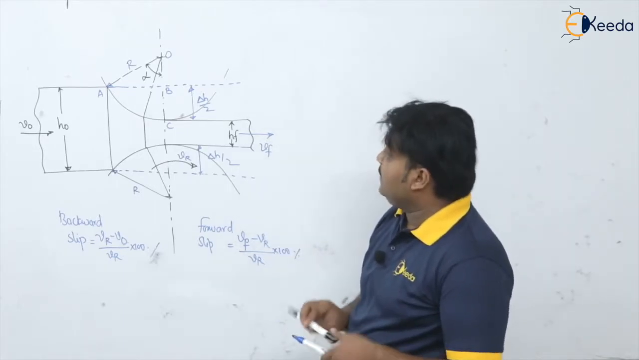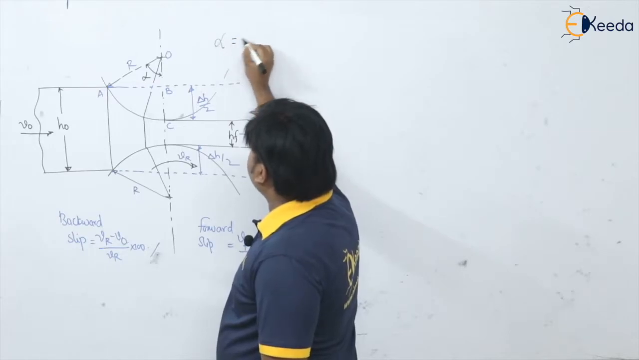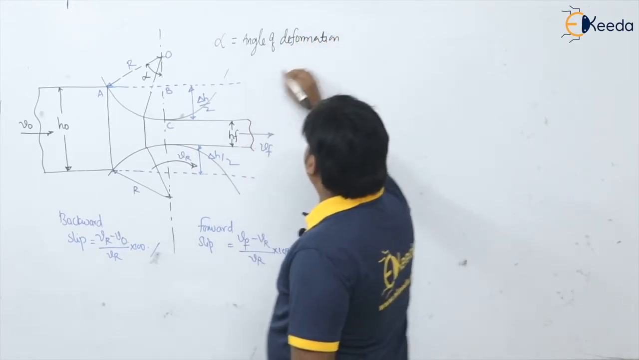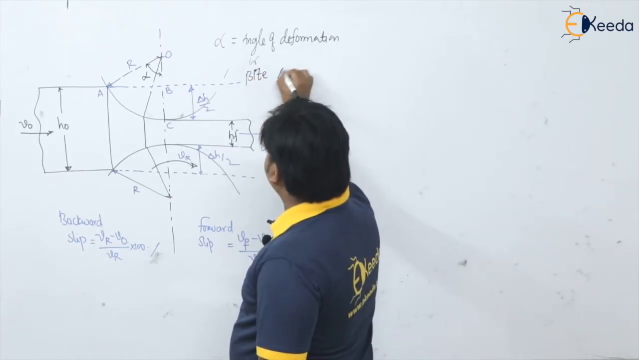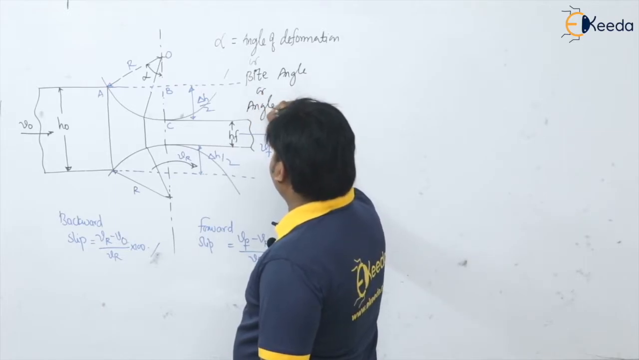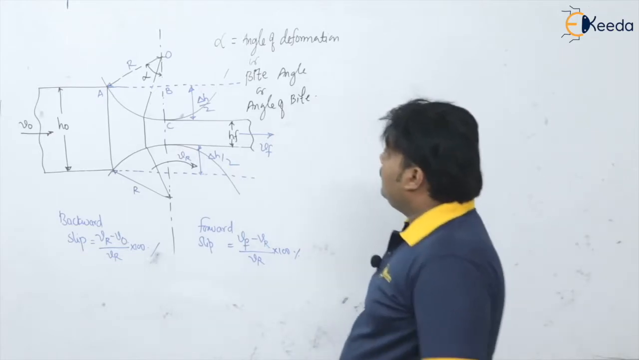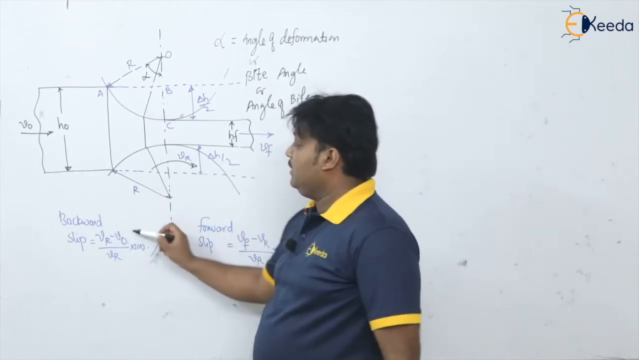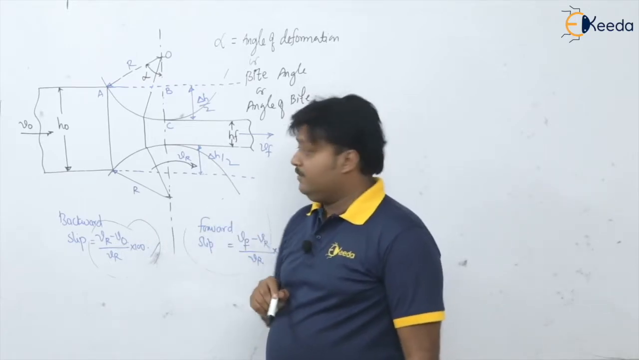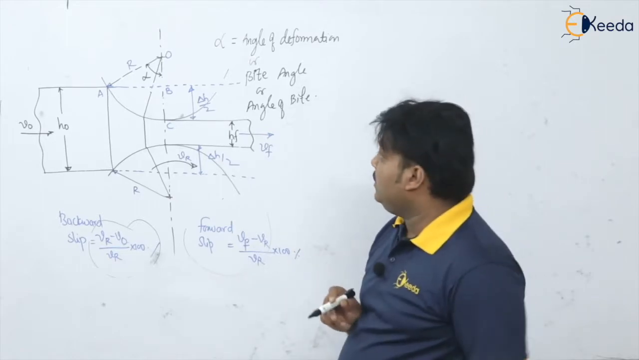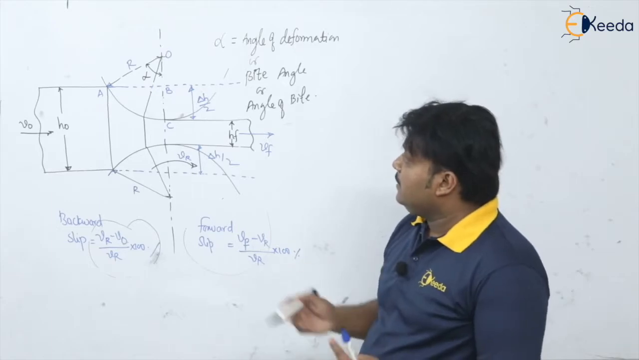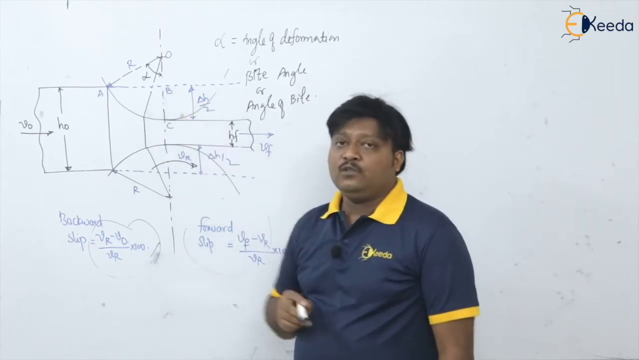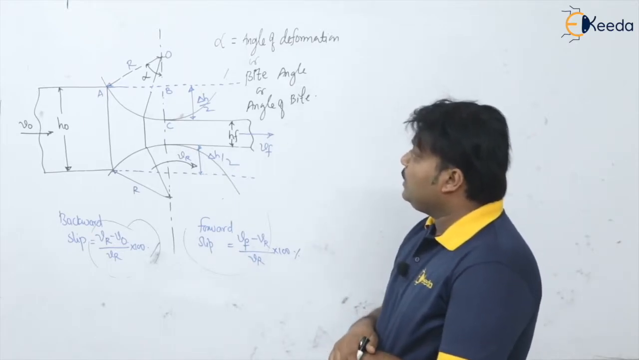Okay, so see here, again I want to write alpha. Alpha is known as the angle of deformation, or it is also known as the bite angle, or angle of bite. Please note this. Now you can have the forward slip and the backward slip, which we can calculate with these formulas. One thing we'll definitely discuss is that slip and pressure are inversely proportional, and the plate is going to have self-entry because of the friction present between the plate surface and the roller surface.